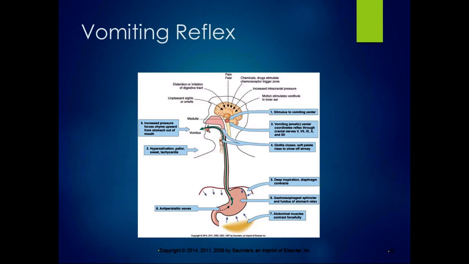So the vomiting reflex, the whole point of it is to forcibly eject something that is not supposed to be in your body. However, sometimes it's pathogens or things that have gotten in there and you can't get rid of them quickly by vomiting, and it can lead to dehydration. So there are reasons why we have it, but it can cause problems as well.